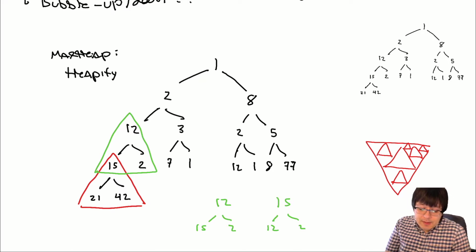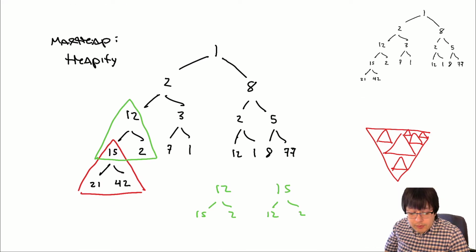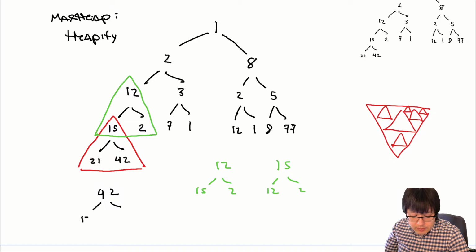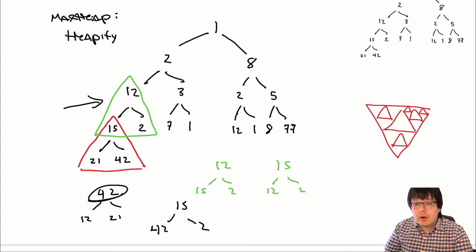So now, if you try to then do the heapify on the red one, you're going to end up with 42 as the parent. So 42, and then I guess now you have a 12 there, so you have a 12 and a 21, right? But the problem is that you now have broken the green one, right? Because now the green one has a 15 on the top, and then it has a 42 here, and then a 2 here, right? So you essentially broke the green one.